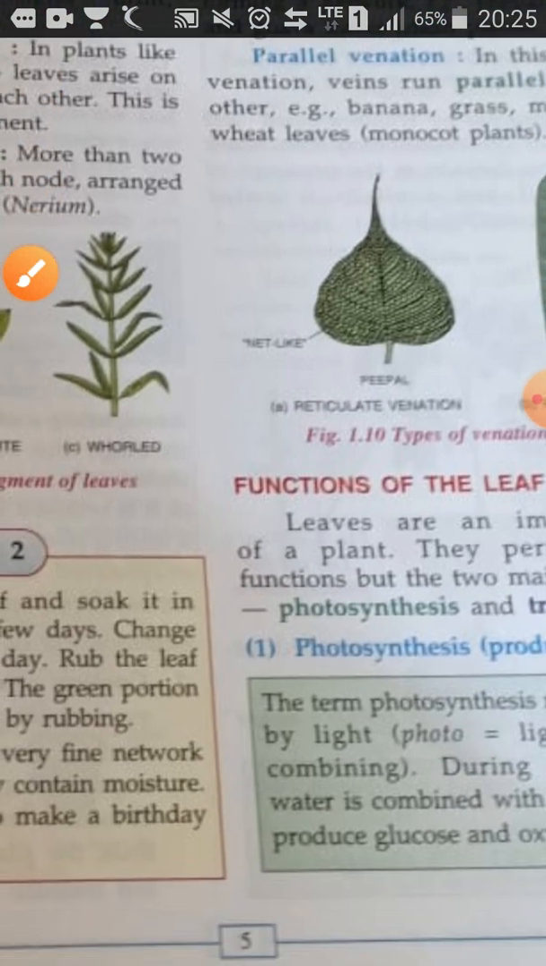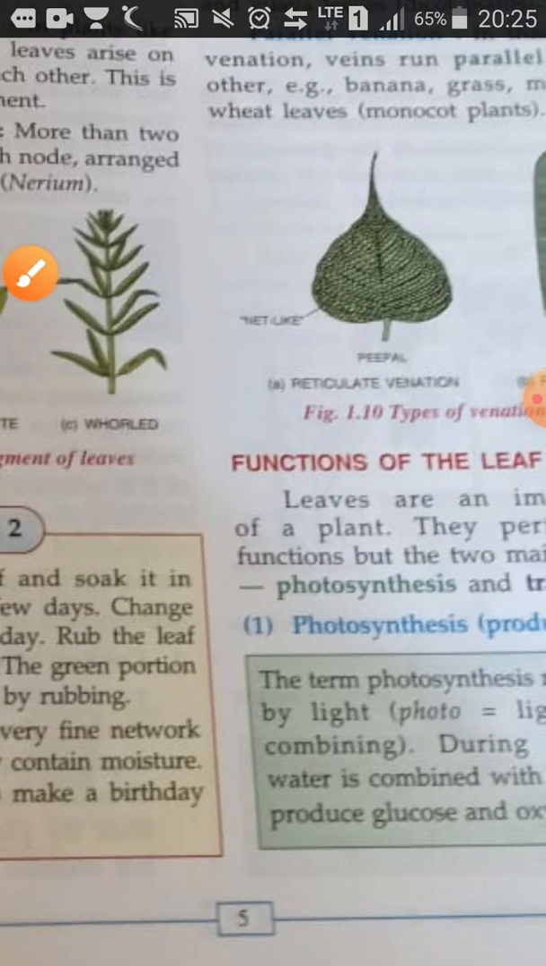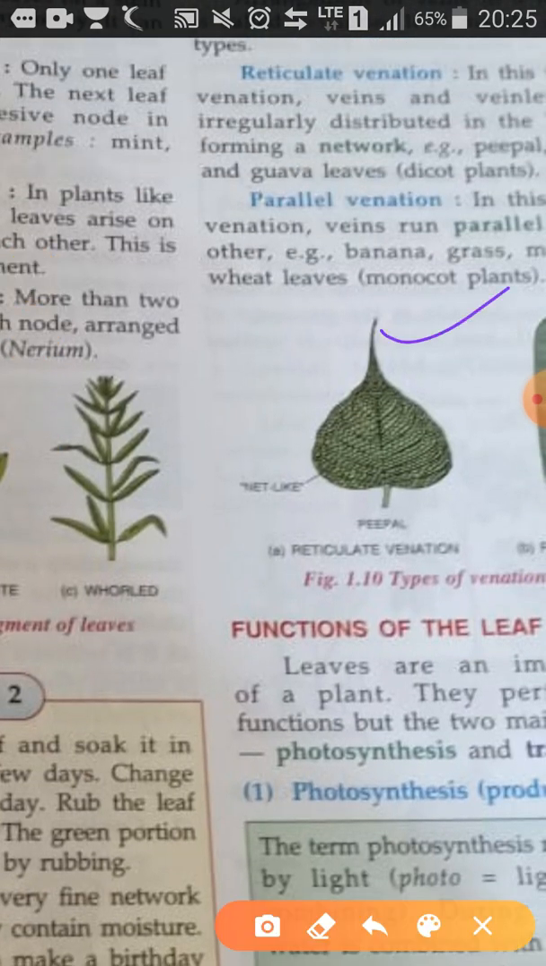Next we will talk about functions of a leaf. We'll do it next day. So that's it up till here for today.